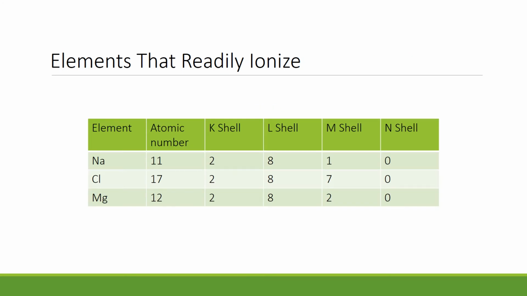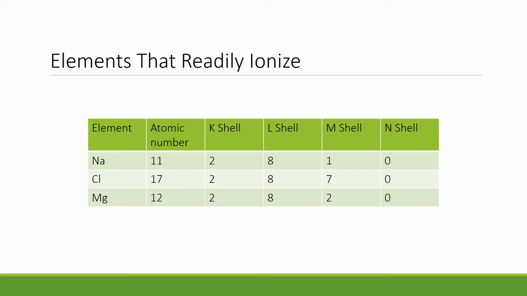So we've looked at 3 atoms that will readily ionize. They are sodium, chlorine, and magnesium. The atomic number of sodium is 11. That means there are 2 electrons in the K shell, 8 in the L shell, and 1 in the M shell. Remember, the M shell acts full when it has 8, although it will hold 18. So sodium has only 1 electron in its outermost shell.